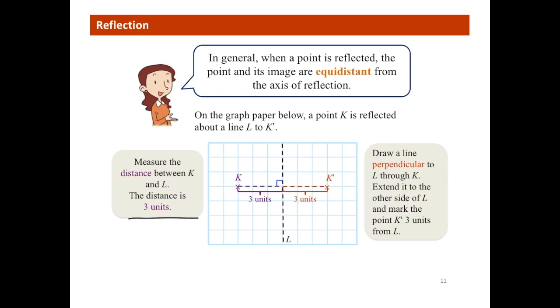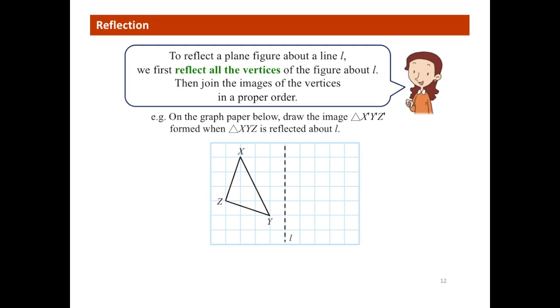First we have to measure the distance between K and L. The distance is 3 units. Then we draw a line perpendicular to L through K, extend it to the other side of L and mark the point K1 3 units from L. To reflect a plane figure about a line L, we first reflect all the vertices of the figure about L, then join the images of the vertices in a proper order.